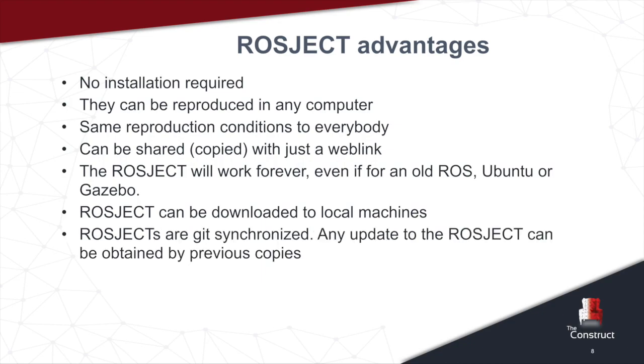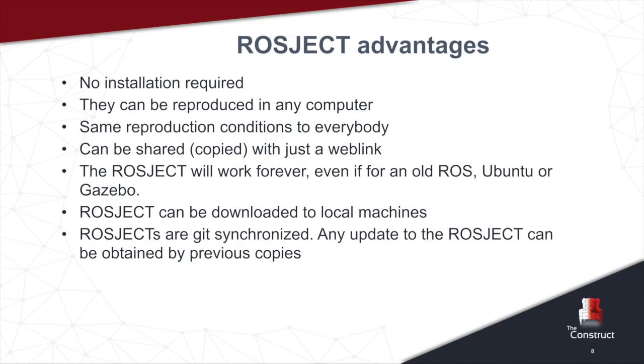Finally, Rosjects are Git synchronized. What that means is that if you have a Rosject that you are modifying, and you share your Rosject with somebody else, and your Rosject contains code that was from your Git, then you can update your Git from the Rosject itself, and the other people who have copied your Rosject can receive that update if they want. They can do a Git pull and then receive all your changes.